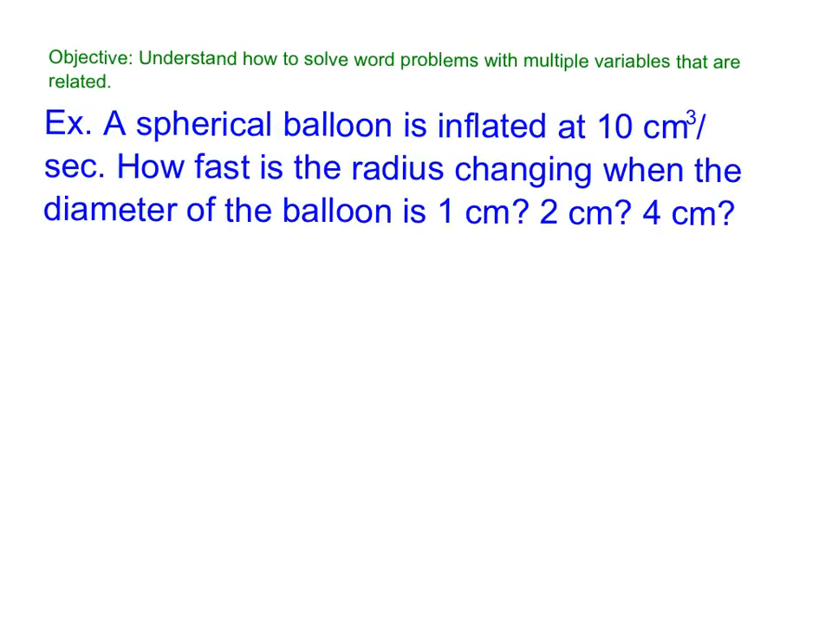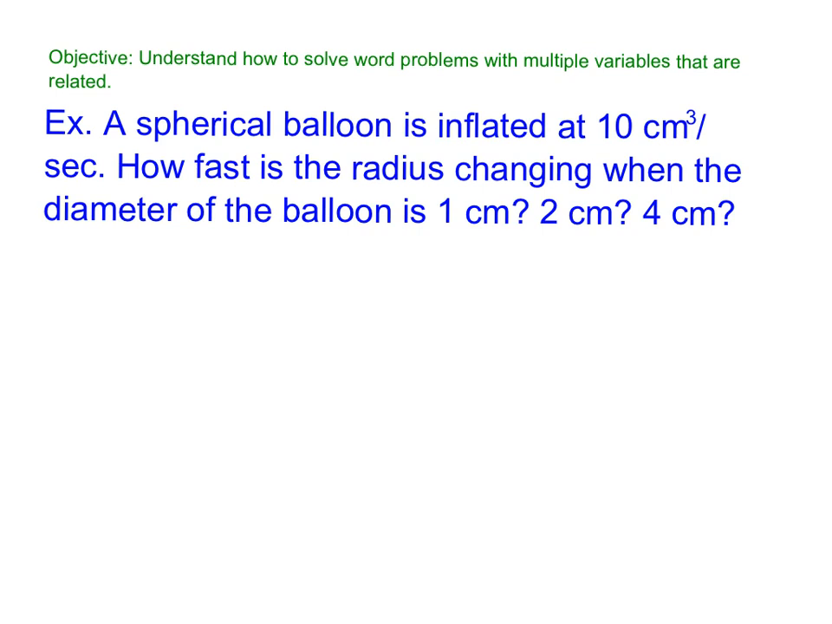Okay, so we're going to suspend reality for a second and pretend that a balloon is a perfect sphere. We all know it's not. It's like a weird shape, but just for these problems, we're pretending, just like in lower level problems, we have to pretend that things are as nice as they are. So we are blowing up a balloon, and the balloon is inflated at 10 centimeters cubed per second. How fast is the radius changing when the diameter of the balloon is 1 centimeter, 2 centimeters, and 4 centimeters?